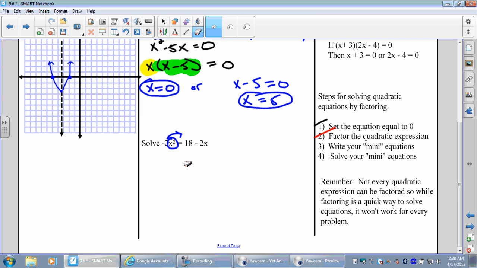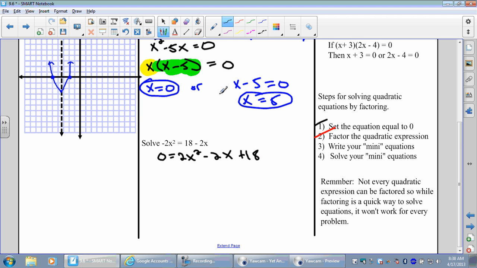It doesn't have to be. That's just a preference of mine. I'd always like my x squared term to be positive if I can. So I'm going to choose to move the negative 2x squared to the other side. Now that's going to produce the equation 0 equals 2x squared minus 2x. Why am I writing it that way? Well, remember, I'm writing it in standard form, plus 18. So we've set it equal to 0.